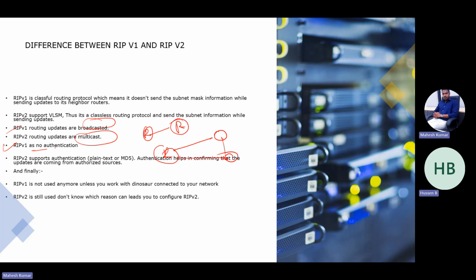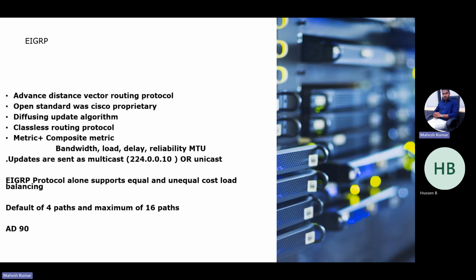RIP version 1 does not support authentication, but RIP version 2 supports authentication with plain text and MD5 as well. It helps to verify that updates are coming from an authorized source. And finally, RIP version 1 is not used anymore unless you work with a dinosaur network. I don't know which reason can lead you to configure RIP version 1 or 2. So generally we are not using this.